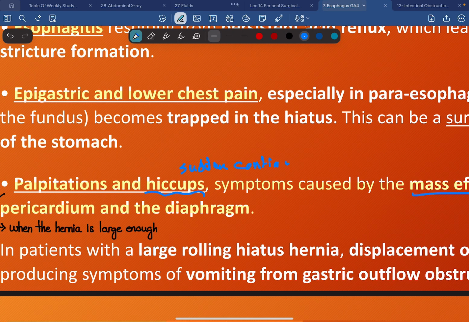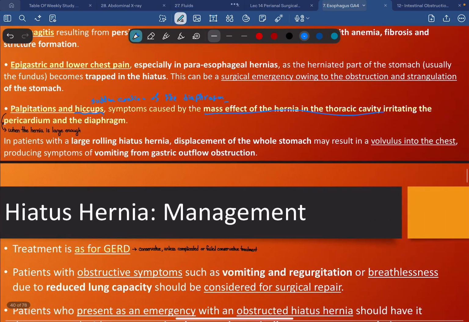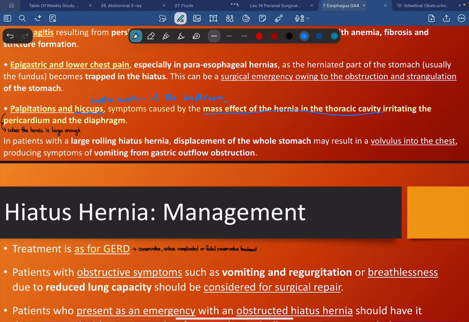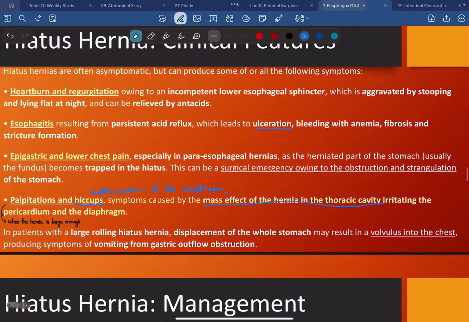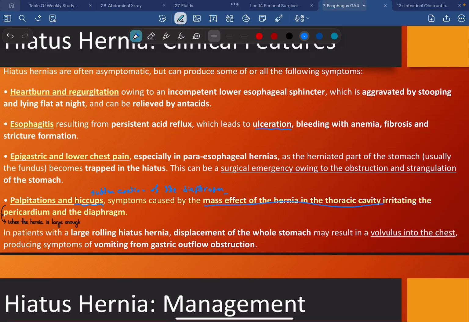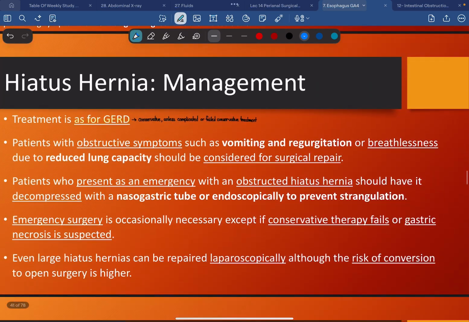The paraesophageal hernia, in its complete picture, can progress to complete volvulus of the stomach in the chest, which is at risk of strangulation and should be operated on an emergency basis. Treatment is the treatment of GERD.